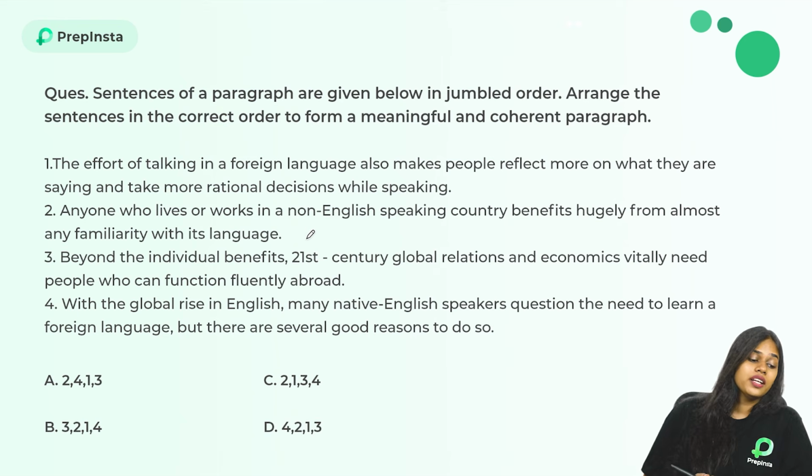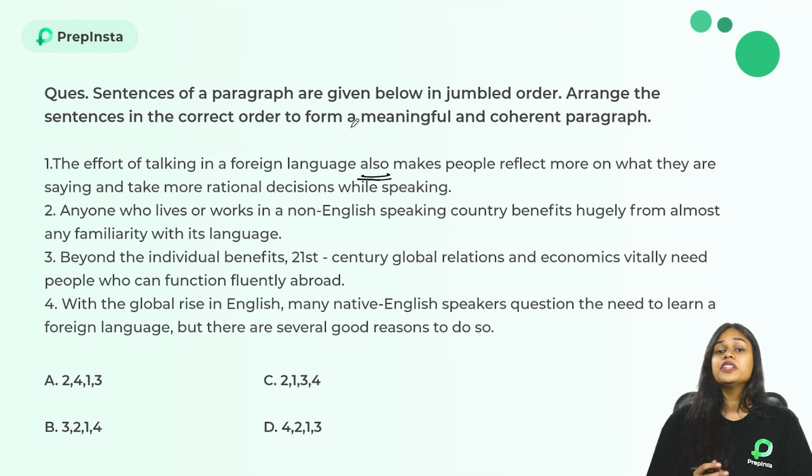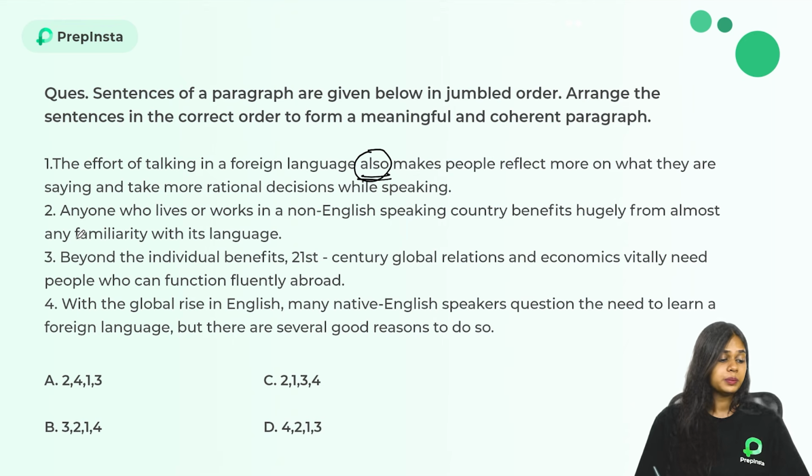The effort of talking in a foreign language also makes people reflect more on what they are saying and take more rational decisions while speaking. Now here we see the first sentence has the word also. This means that this should not be the first statement. Why? Because the word also means giving additional information and not the first or the basic information. So we are going to keep it for a later sentence.